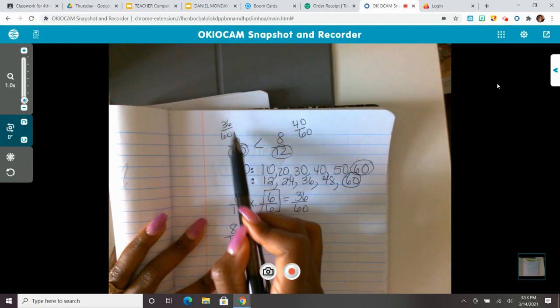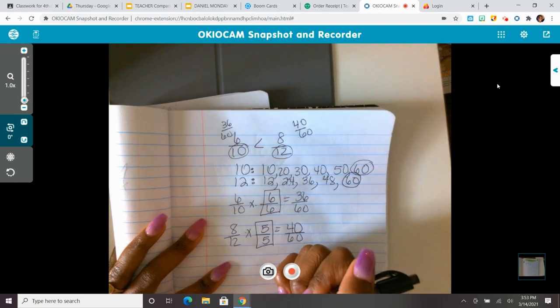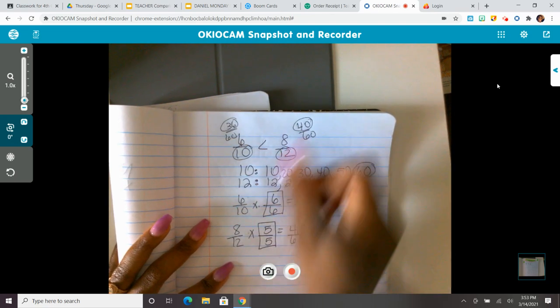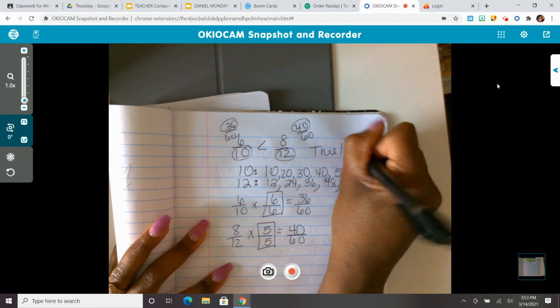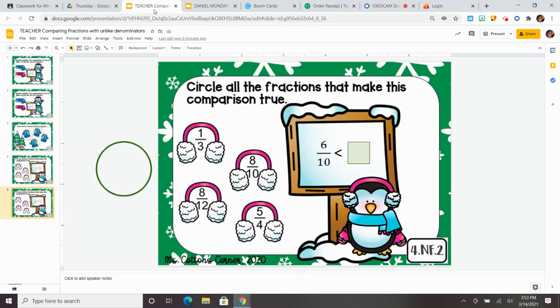So it says 36/60 or 6/10 is less than 8/12 or 40/60. Is that true or false? Is 36 less than 40? That is true. All right, so I'm going to go back to my teacher slide. So I know that 8/12 is greater. And I get my notes, and 8/12.